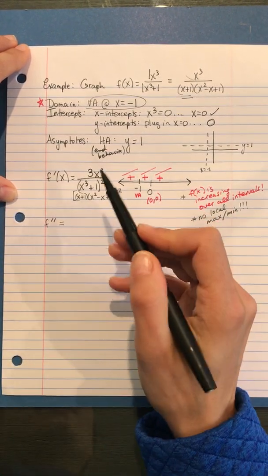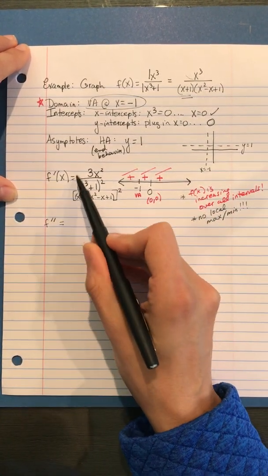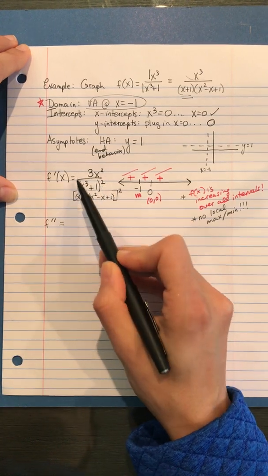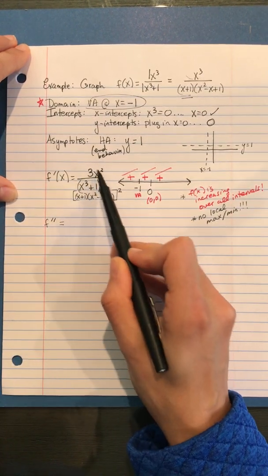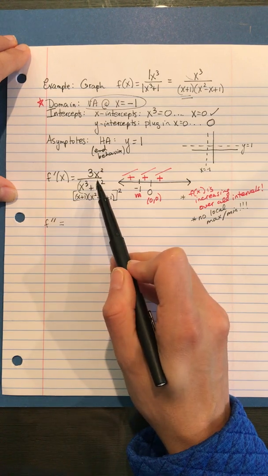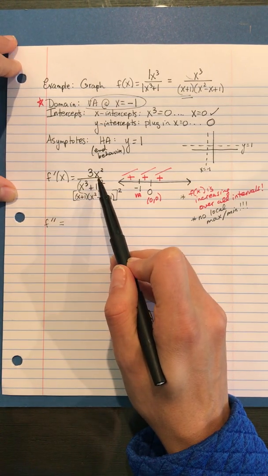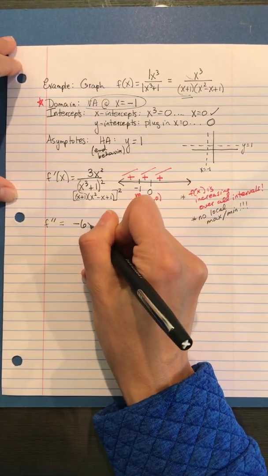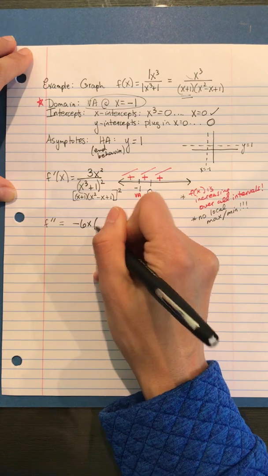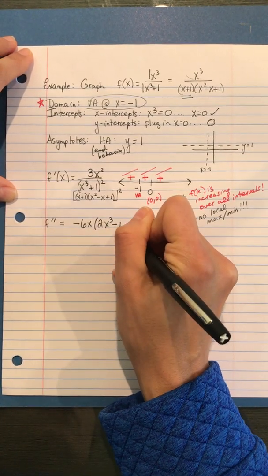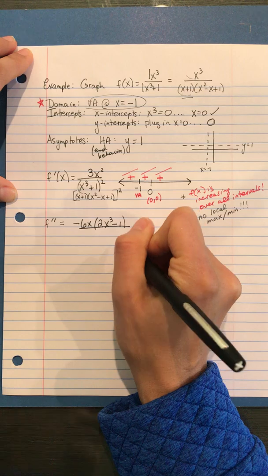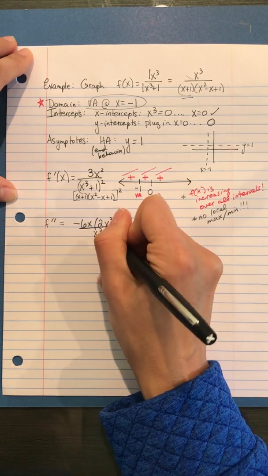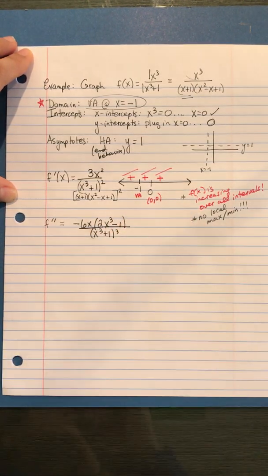Again, before doing the notes, I went ahead and did the algebra. I did another quotient rule on the first derivative. It was kind of messy, the whole algebra of it. But I got all the way down to this as my second derivative: negative 6x quantity 2x cubed minus 1 over x cubed plus 1 quantity cubed. It took a lot of simplification to get there, so I took my time. But anyway, this is the second derivative.